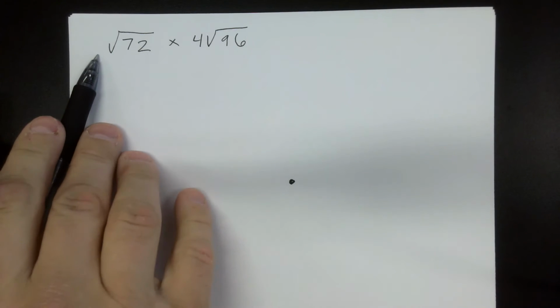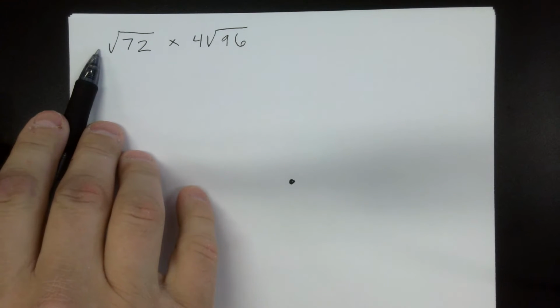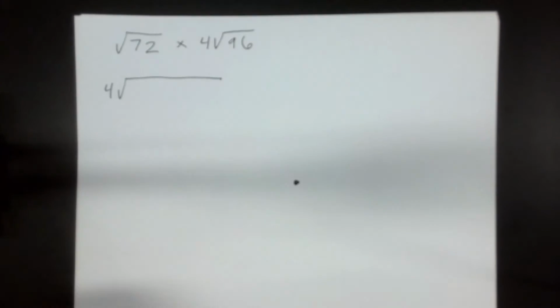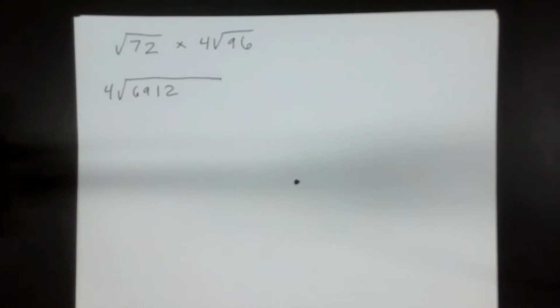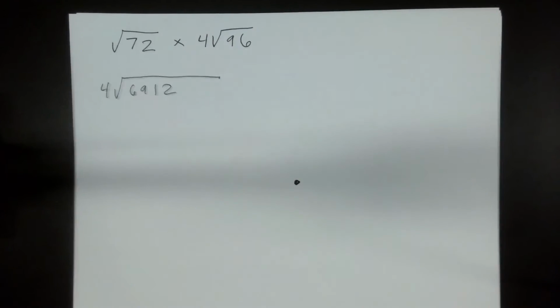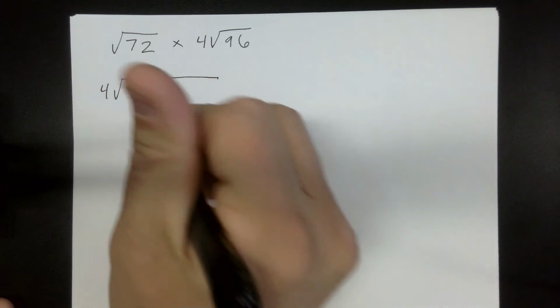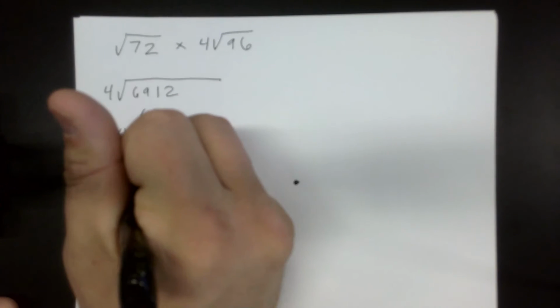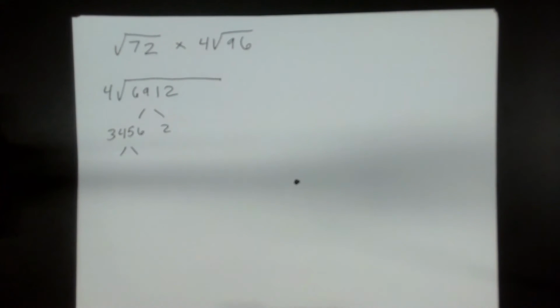What number is right here? There's technically a 1 right here, so 1 times 4 is 4. What's 72 times 96? 6,912. All right, so we're going to factor 6,912. So, Braxton, you have your calculator handy, right? Okay, divide it by 2. 3,456. And 2? Okay, 3,456 divided by 2.